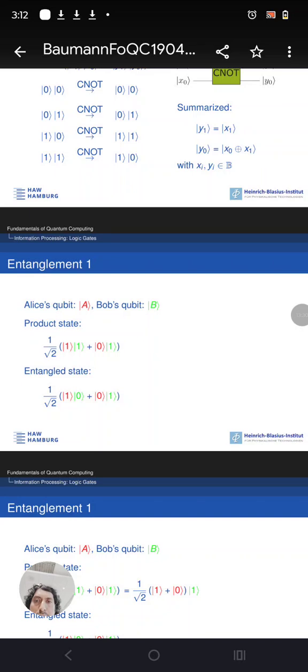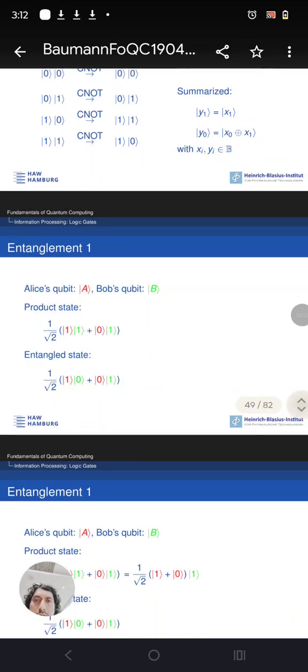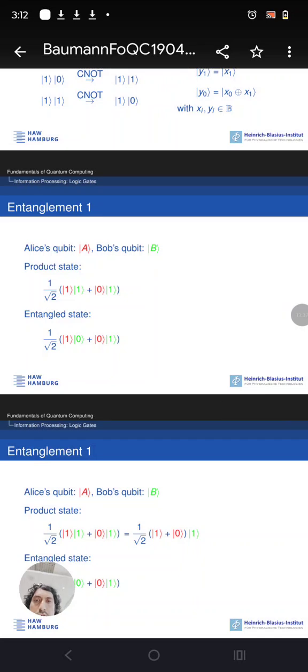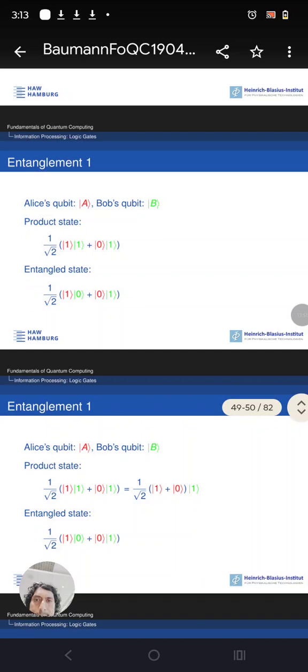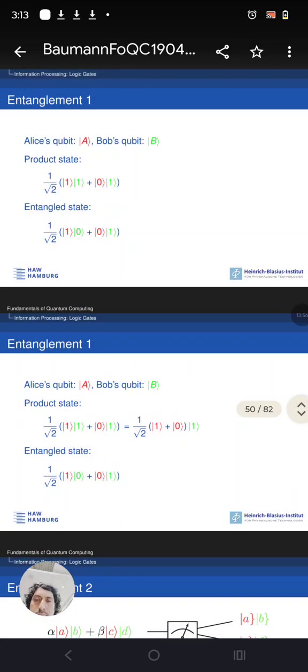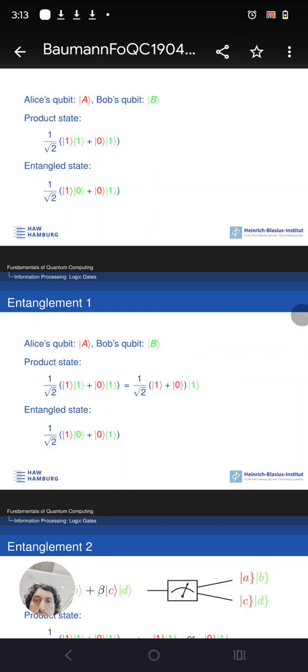Then we have entanglement. Qubit A and qubit B: product state 1 over root 2 (1 1 plus 0 1). Entangled state 1 over root 2 (1 0 plus 0 1). Interesting. Product state 1 over root 2 (1 1 plus 0 1), which is 1 over root 2 (1 plus 0). Then you cannot take one qubit out of an entangled state 1 over root 2 (1 0 plus 0 1).